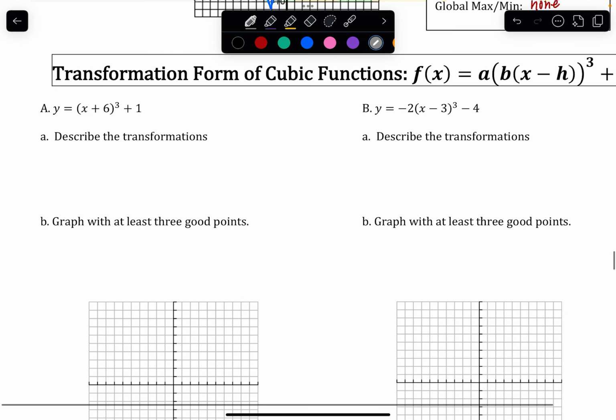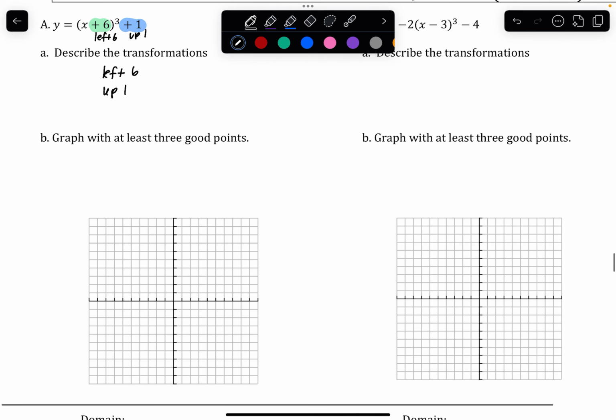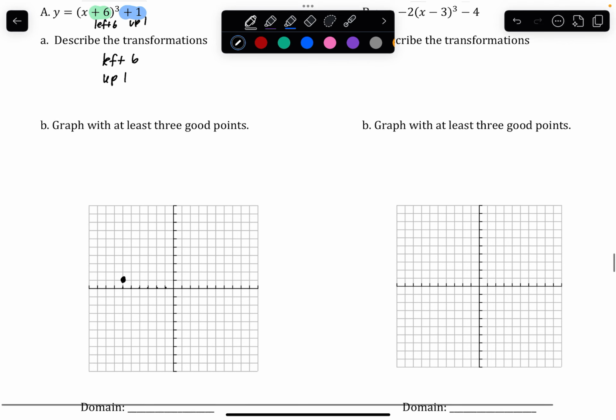Okay, and so looking at example A, I can see that it's moved left 6 and up 1. That's the only thing that has happened. Left 6 and then up 1. And so that means it wants us to list here. So left 6, up 1. And so because we started at (0, 0) with the inflection point, and if we move it left 6 and then up 1, the new inflection point will be (-6, 1).